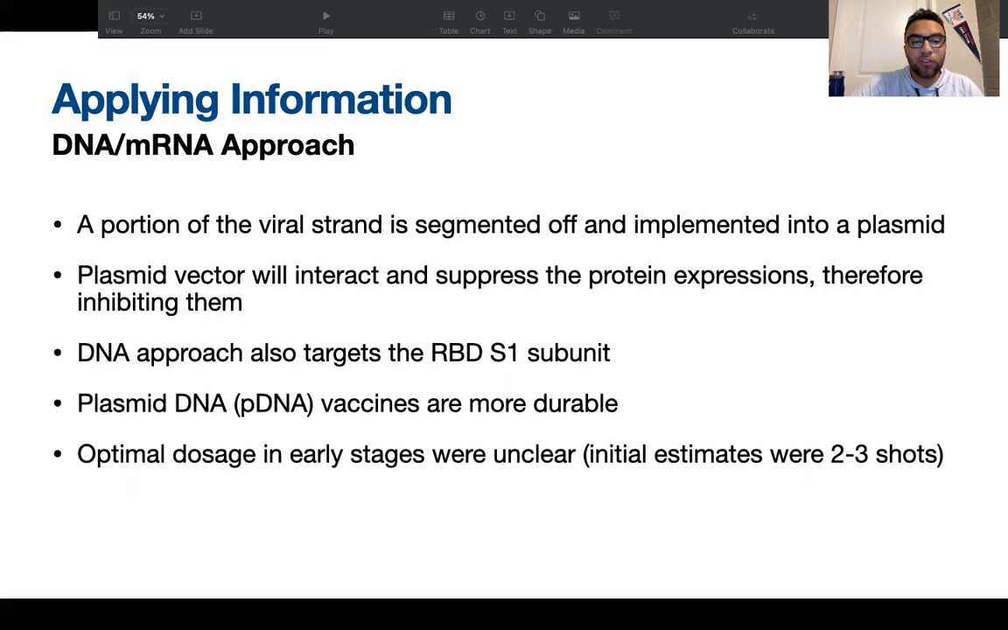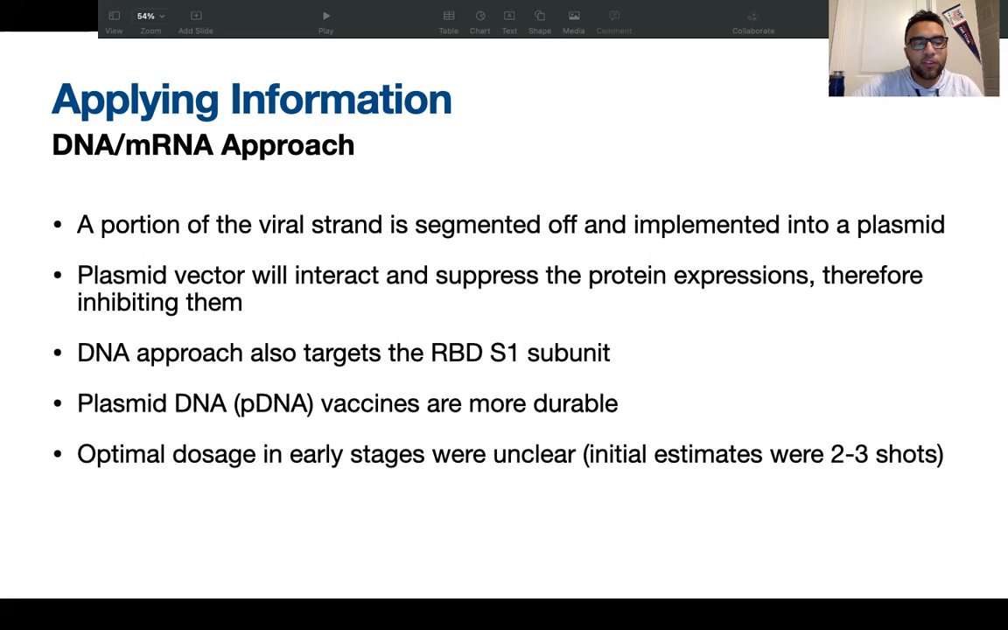Now, the DNA approach also targets the RBD S1 subunit, while on the other hand, this was very interesting for me because I wasn't aware of this, but the pDNA, plasmid DNA, vaccines are more durable than the regular RNA. From reading and researching this, the plasmid DNA is actually easier to transport and get to the patient. So I would assume it has a stronger envelope, possibly. And yeah, I just thought that was very interesting.